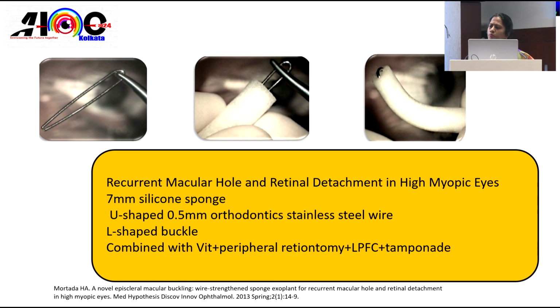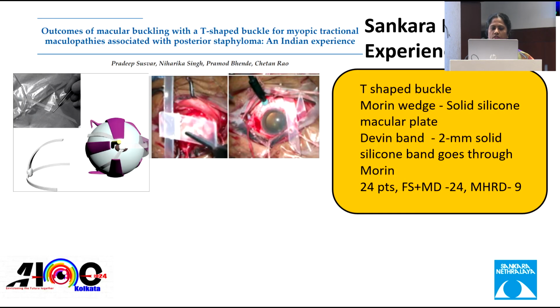So people have used multiple materials. Here somebody has done an orthodontic stainless steel wire. So these are all done to make these sponges easily into a flexible surface. So now our experience here is with a T-shaped buckle, the Morin-Devon's buckle band, and here the Morin goes under the macular plate. The Devon is a 2 millimeter solid silicone band which goes through the Morin.